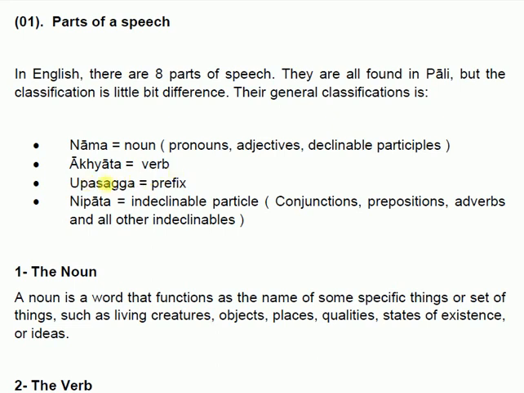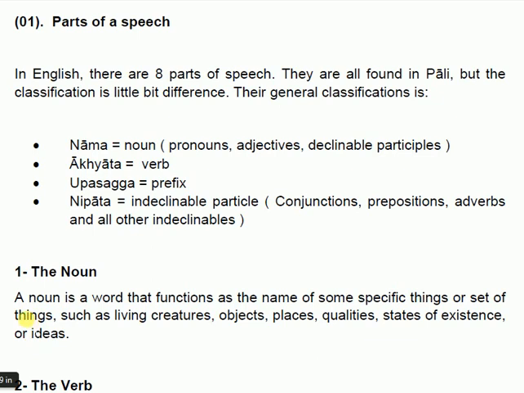And then akhyata means verb. And upasagga means prefix. And nipata means indeclinable particles. It also includes conjunctions, prepositions, adverbs, and all other indeclinables. These are the four parts we can see in Pali sentences. Let's go one by one. First one, the noun.